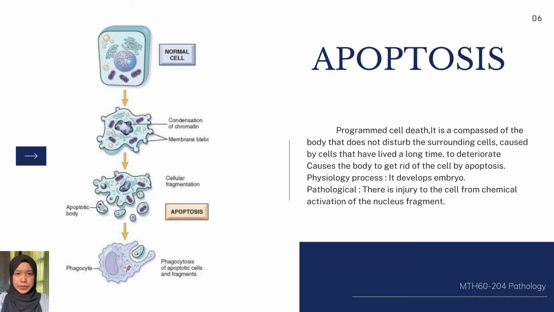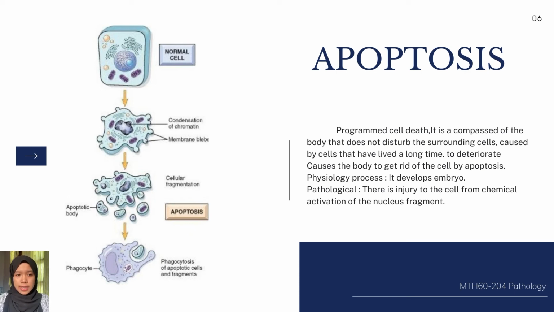This slide shows you apoptosis, or programmed cell death, which is a normal process of the body that does not disrupt the surrounding cells, caused by cells that have deteriorated for a long time, causing the body to get rid of the cell by apoptosis. There are generally 2 types of apoptosis. The first is physiological apoptosis, loss of functional signaling of growth factor signaling during various processes such as the process of embryo formation in the womb, embryogenesis, or developed embryo.